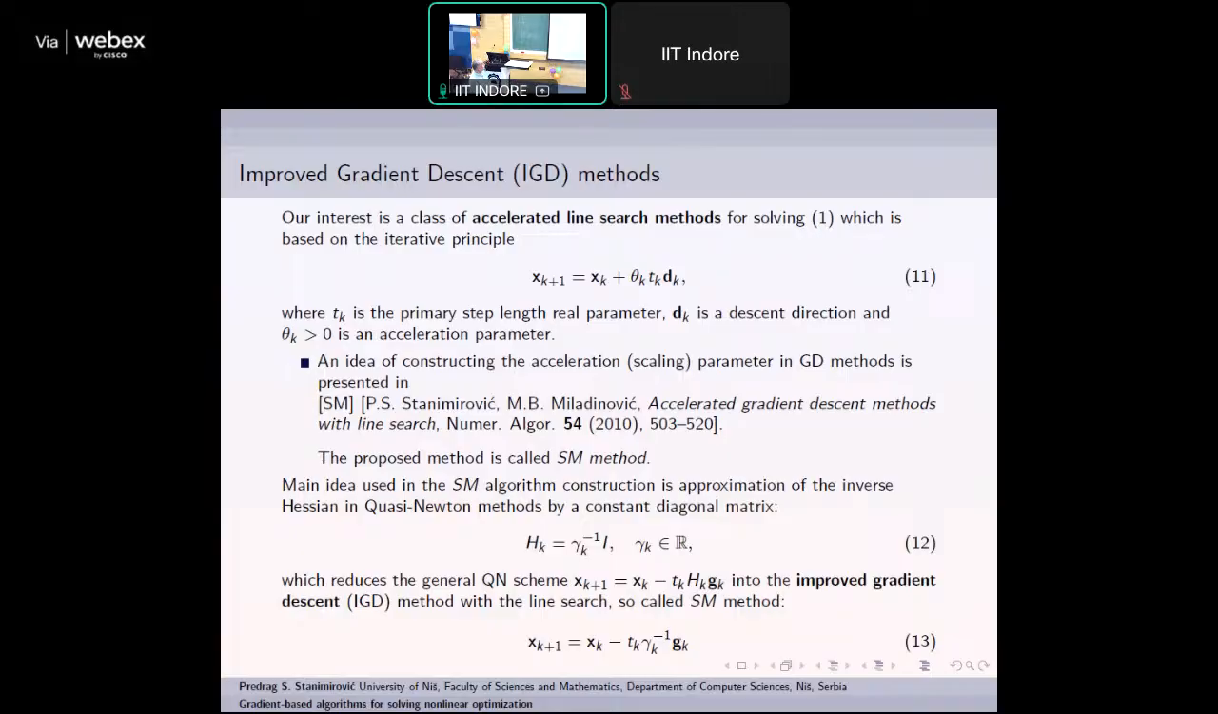It was a minimum about gradient descent methods, about Newton method with line search, about quasi-Newton methods. Here I want to point out my research interest in this area. What was my main research interest here?